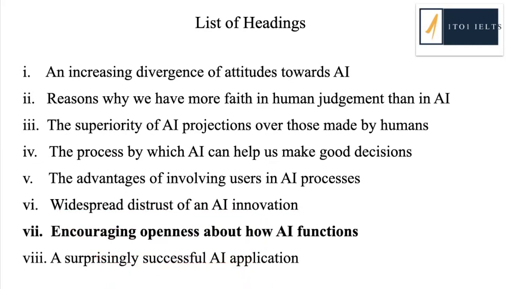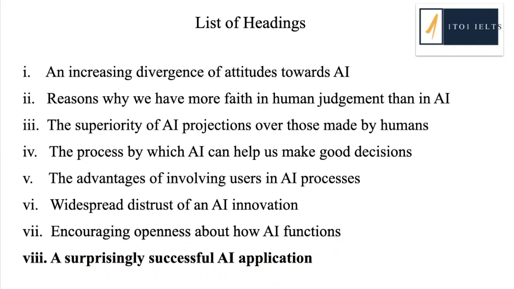Moving on to 7, it says encouraging openness about how AI functions. This means that we are going to try and make sure that people are aware of how AI functions, rather than just making AI really complicated, where maybe people would not understand what's going on under the surface.